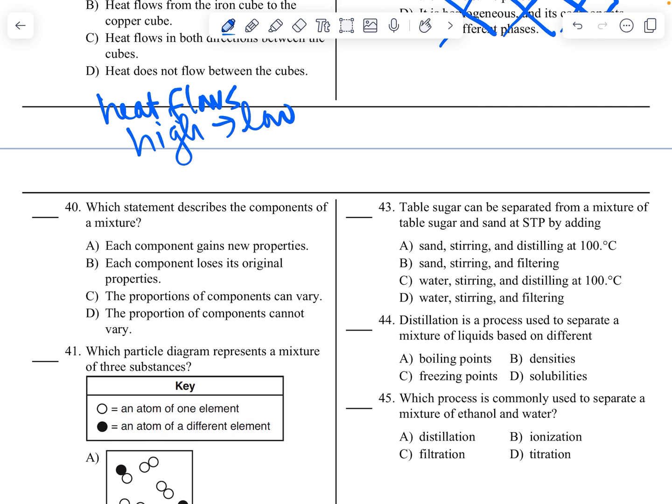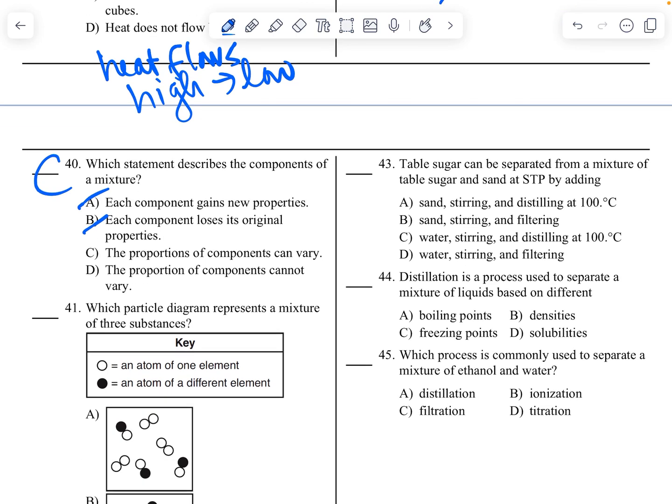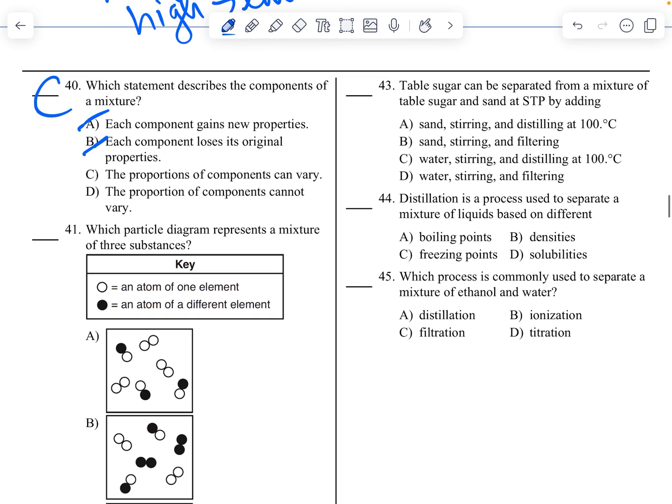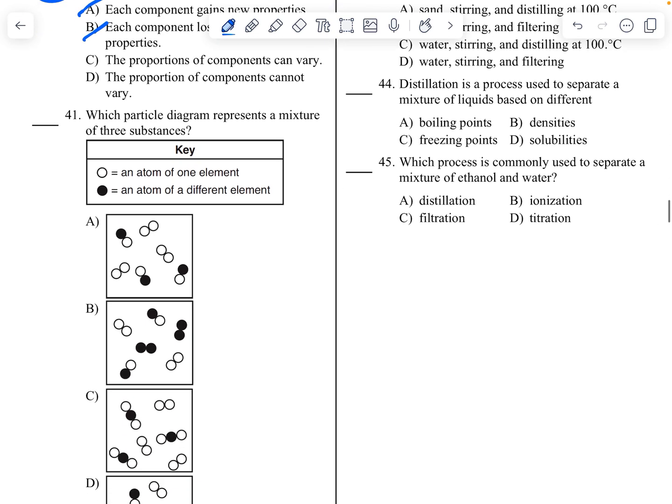A component of the mixture, each component gains new properties. So again, let's think about water and sand. No. They lose their properties. No. The proportions can or cannot vary. Yes, they can vary. Because maybe sand and water isn't the best example, but salt water. So salt water from the ocean is very, very salty, lots of salt. The salt water in your contact solution, saline, not a lot of salt. So it would be different components.